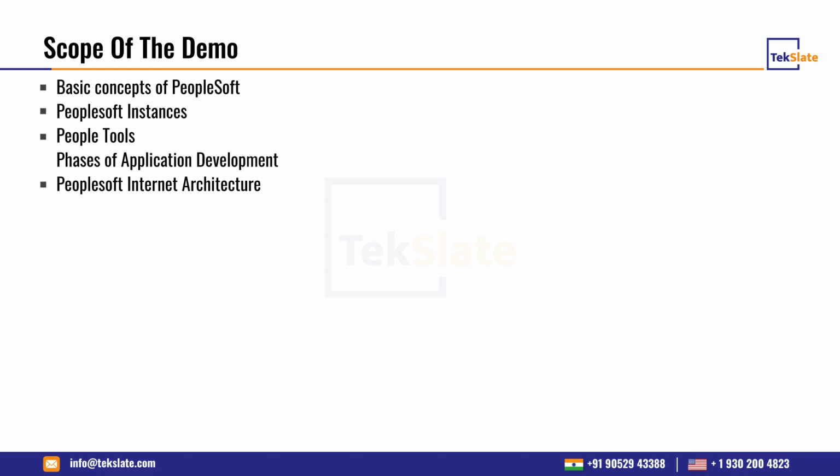Moving on to PeopleSoft application development phases. Actually, there are four phases of application development, which we will be discussing now. Basically, as a PeopleSoft developer, you will come across four stages of development. The first is plan, then comes data design, then user interface, and then testing.